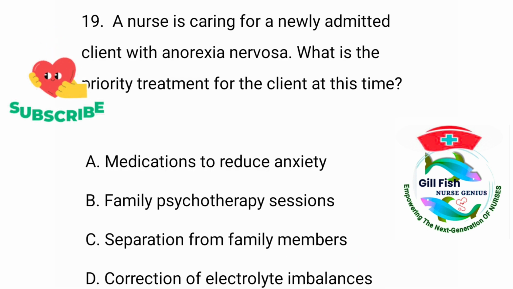A nurse is caring for a newly admitted client with anorexia nervosa. What is the priority treatment for the client at this time? Option A, medication to reduce anxiety. Option B, family psychotherapy session. Option C, separation from family members. Option D, correction of electrolyte imbalance.